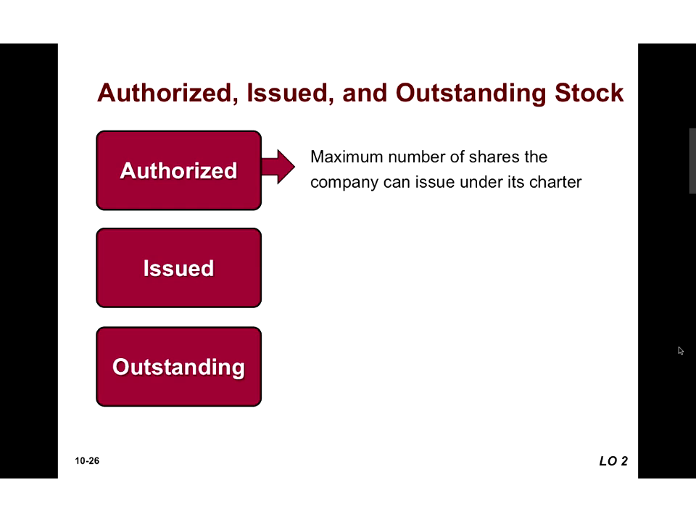Okay, next one, issued. This is the number of shares the company has issued to its shareholders. So shareholders have come forward, given cash, given equipment, given services, for whatever reason. These are the number of shares the company has issued.